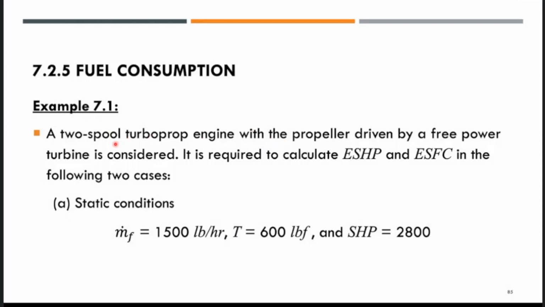So the two-spool turboprop engine with the propeller driven by a free power turbine is considered. In this particular case, it is required to calculate the equivalent shaft horsepower, ESHP, and the equivalent specific fuel consumption, ESFC, in the following cases. One is the static condition, given that the mass flow rate for the fuel is 1,500 pound per hour, the thrust is 600 pound force, and the shaft horsepower is 2,800.